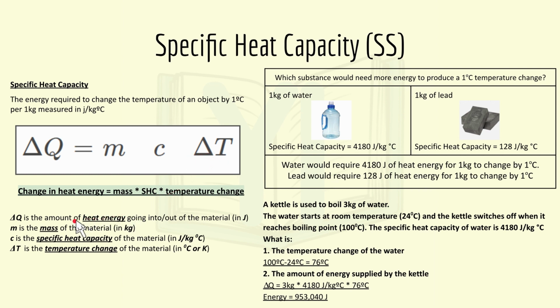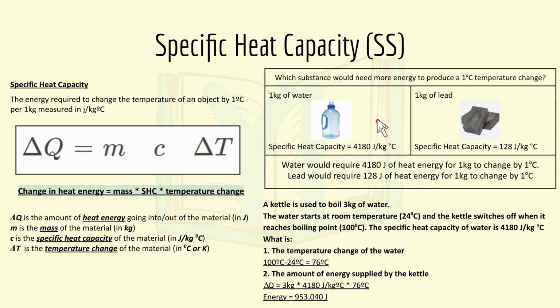And delta Q is the amount of heat energy going into or out of the material in joules. M is the mass of the material in kg. C is specific heat capacity, which is in this unit. And temperature is the temperature of the material, which is in degrees Celsius or Kelvin.